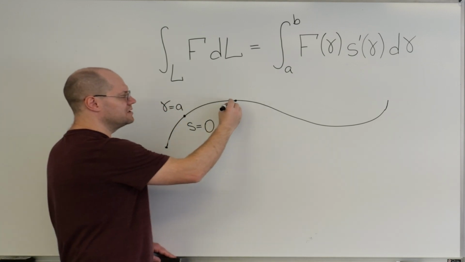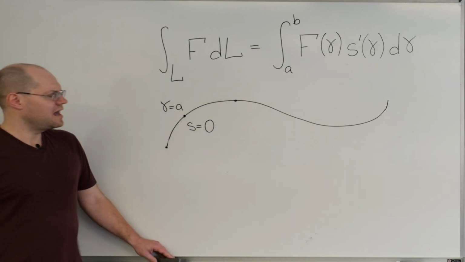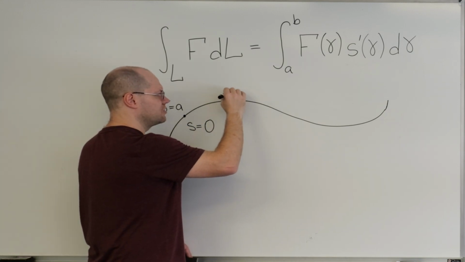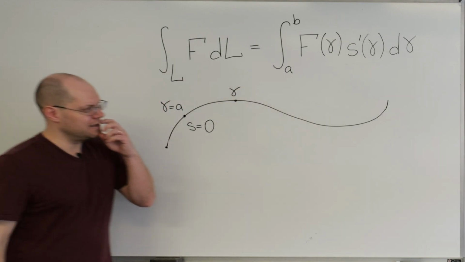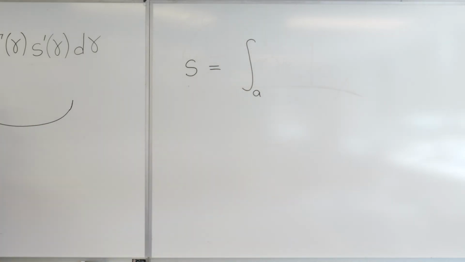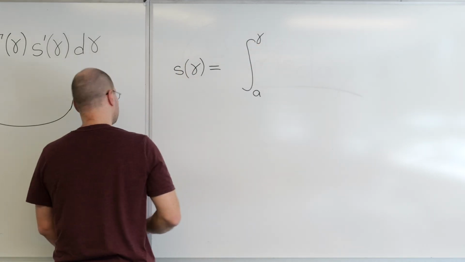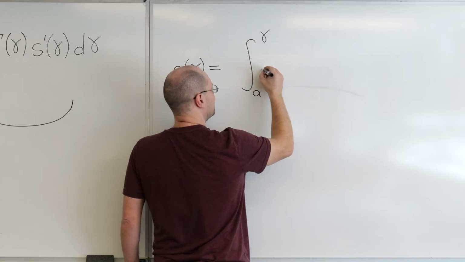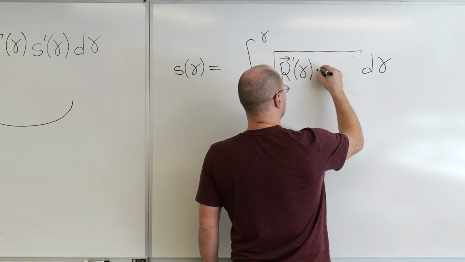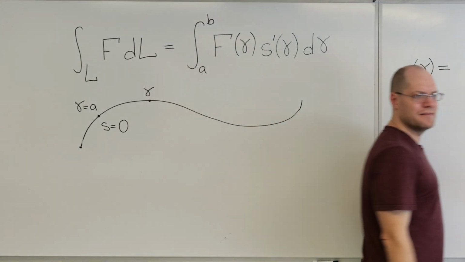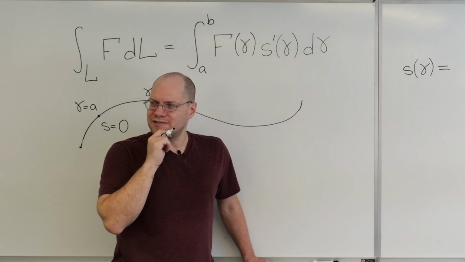And then we want to know what the value of the arc length is at this point relative to this point. And I'll just say that the coordinate of this point generically is gamma. And the arc length, so S of gamma, is given by the integral from a to gamma, as you might expect, of the following quantity. So I don't think you find this formula surprising.